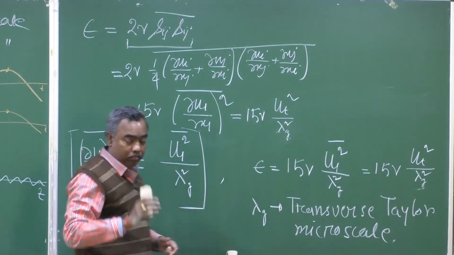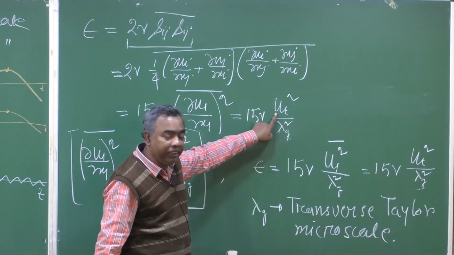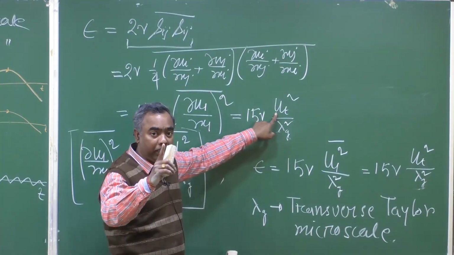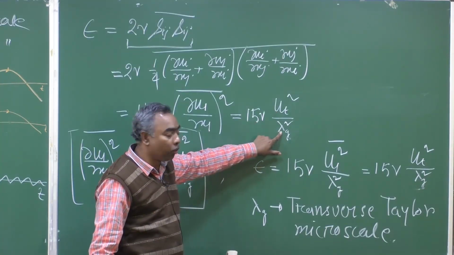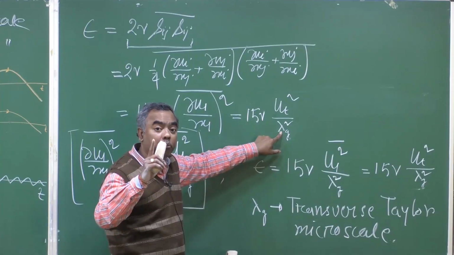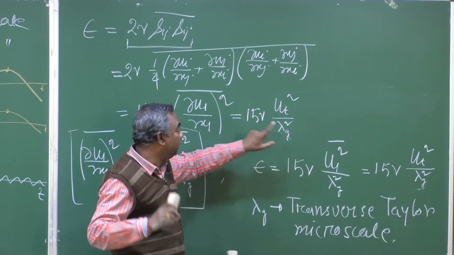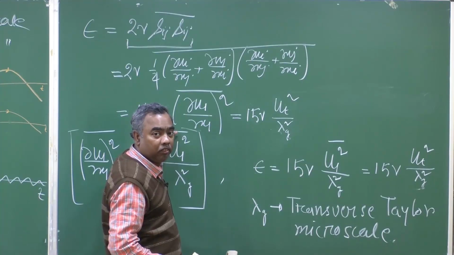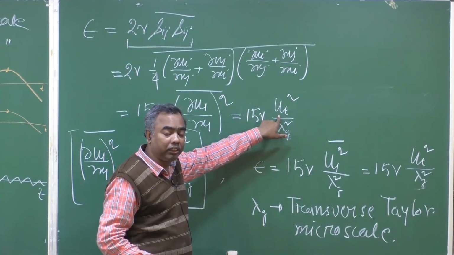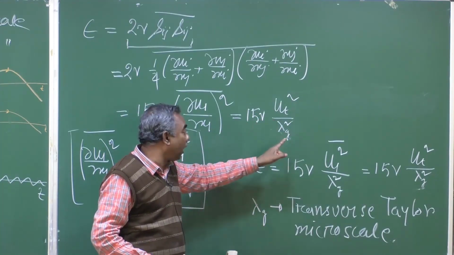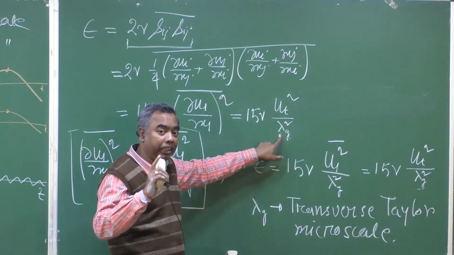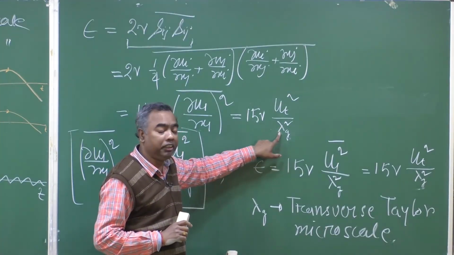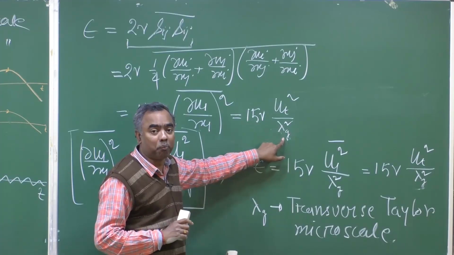But once again, ut is not the velocity scale for dissipative eddies, and lambda g is not the length scale of the dissipative eddies. These are only used to get an estimate of the dissipation. If we use the turbulent velocity scale, then we have to use another scale such that we get the right value of dissipation, and that scale is known as this Taylor microscale.